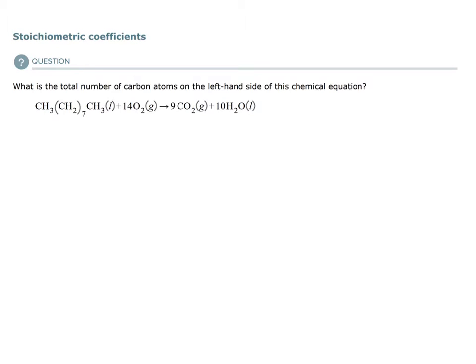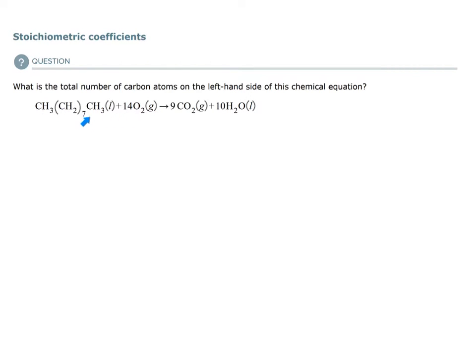Here's example 2 of the stoichiometric coefficients topic. It says, what is the total number of carbon atoms on the left-hand side of this chemical equation? Here's our yield symbol. To the right of the yield arrow are our products, that is the right-hand side. To the left are our reactants, this is the left-hand side.